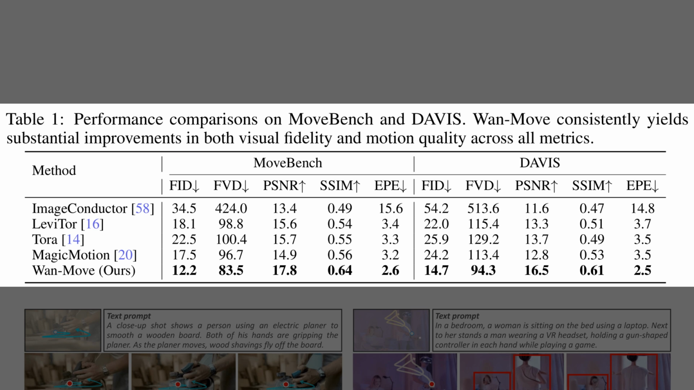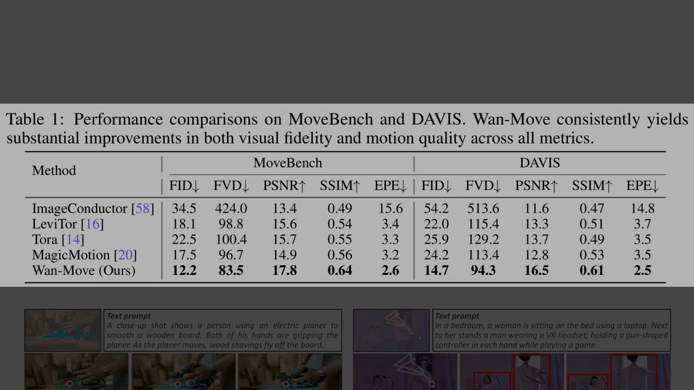Table 1 shows that Wan-Move clearly leads on both benchmarks, giving better visual quality and more accurate motion than all competing methods. The Move Bench columns in the middle report image quality scores like Frechet inception distance and peak signal-to-noise ratio, and Wan-Move achieves the best value for every metric. The Davis columns on the right tell the same story, since Wan-Move again scores the lowest motion error and the highest structural similarity. Together, these results suggest that the latent trajectory guidance works robustly across very different video datasets.